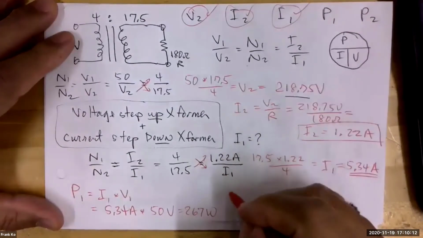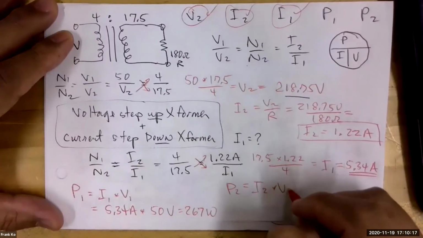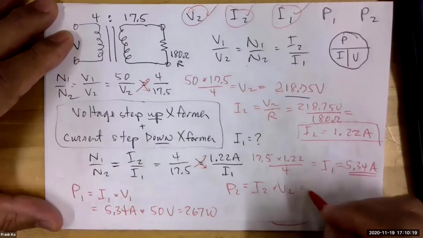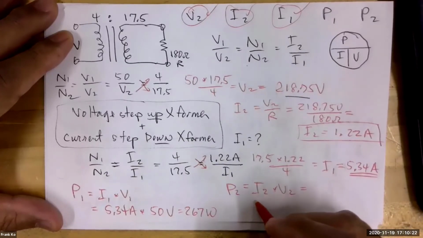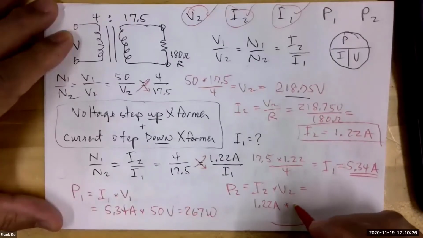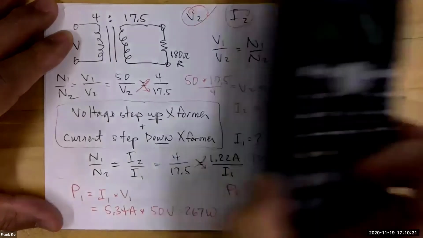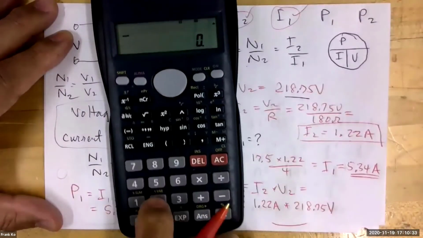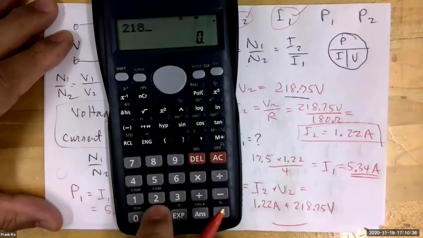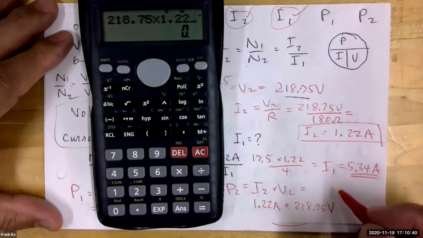All right, so now we want P2. So P2 is equal to I2 times V2. Jacqueline, we're going to set this up. I2 is going to be 1.22 amps, and my V2 was 218.75 volts. So when I go to clear, multiply 218.75 times 1.22. What do you calculate for power in the secondary? 266.88 watts.